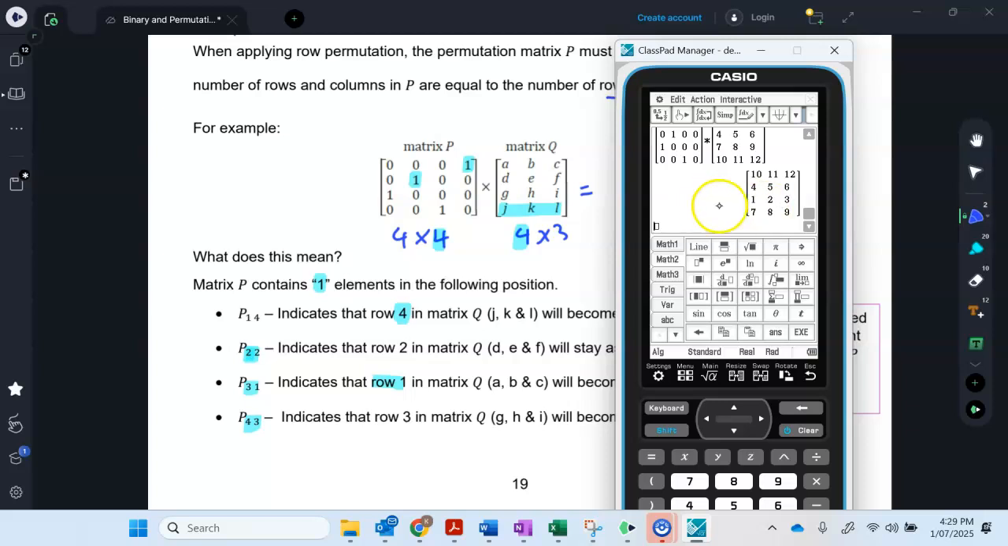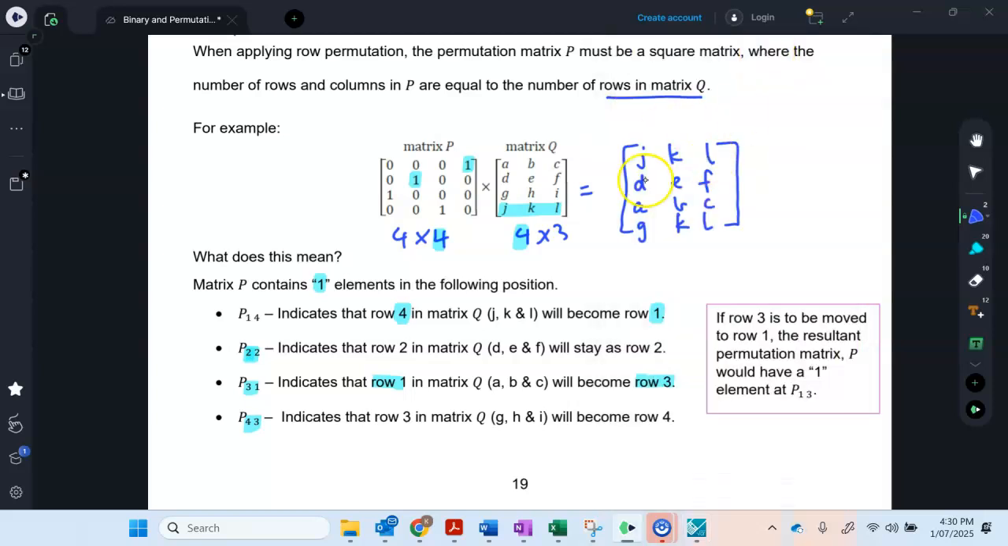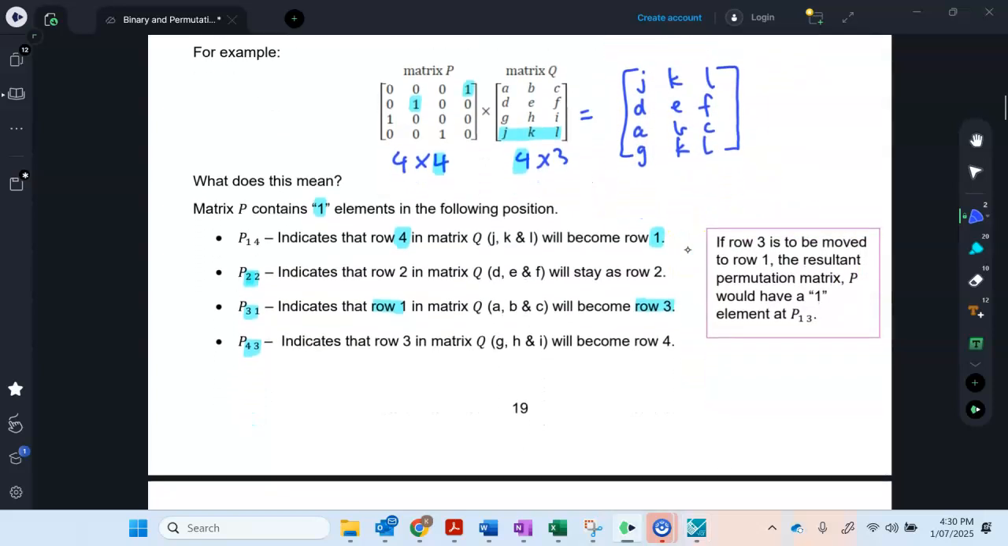All right, so if we look at first, row 4 now becomes row 1. My row 4 was 10, 11, 12, and you can see now it's in row 1, 10, 11, 12. All right, so that's how it's changed. We also did it over here with the letters.